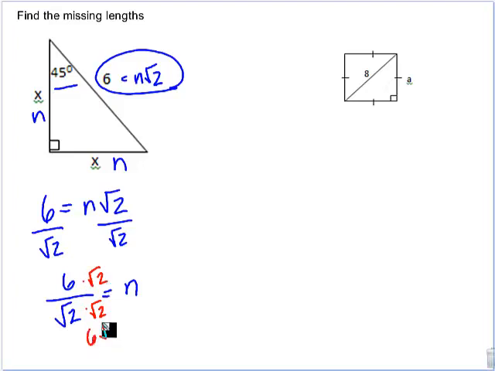Okay, so I now have 6 square root of 2 over square root of 2 times square root of 2, which is 2. Can I simplify 6 over 2? What does 6 over 2 simplify down to? 3. So n is equal to 3 square root of 2. Now this problem is a little bit harder than the ones we did before, because we had to simplify this denominator. Okay? All right, well, if n is equal to 3 square root of 2, what does x have to equal?